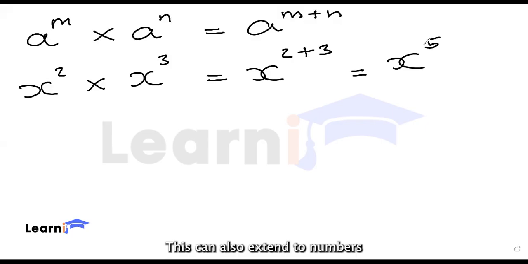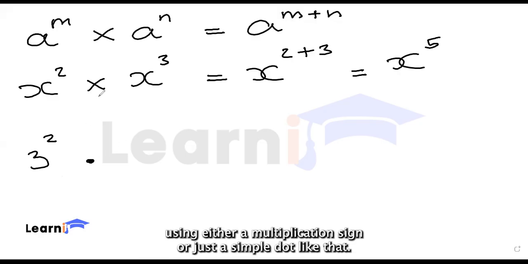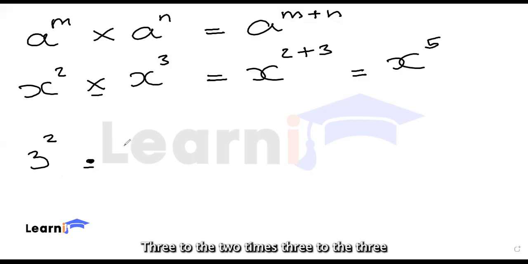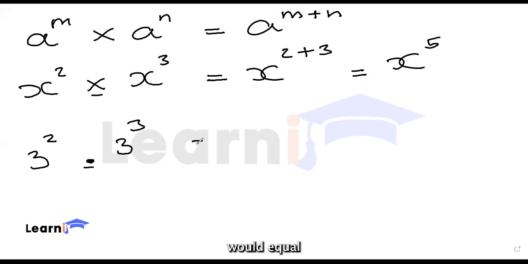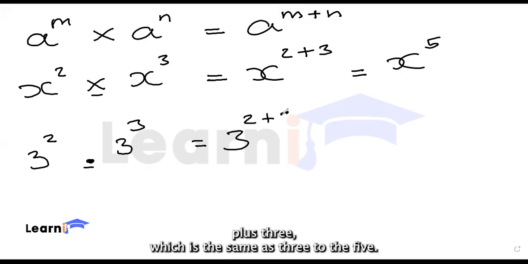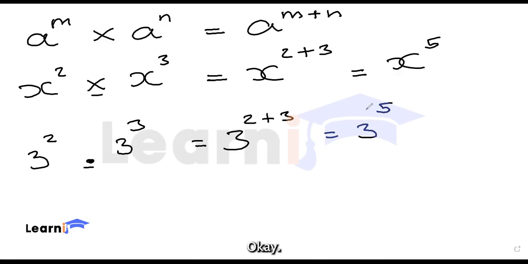This can also extend to numbers that are raised to indices or exponents. If I had 3 squared times, now remember I can display the multiplication of two numbers using either a multiplication sign or just a simple dot, 3 to the 2 times 3 to the 3 would equal 3 to the 2 plus 3, which is the same as 3 to the 5. Okay, and that is the first law.